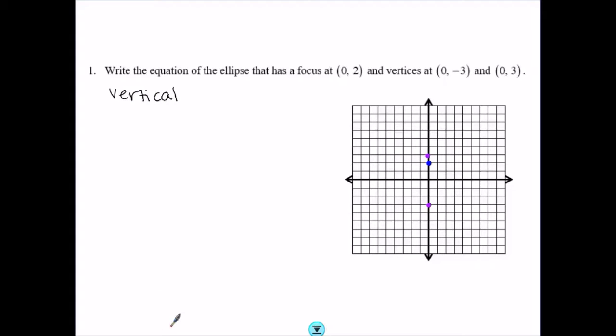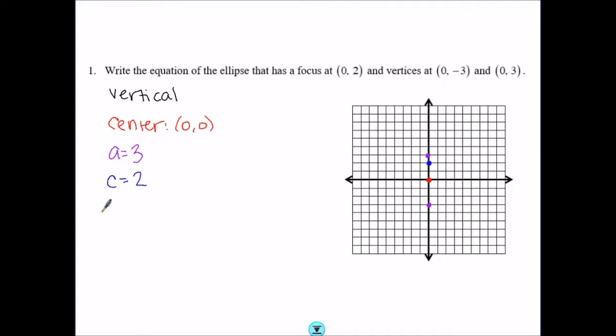We know that the center is halfway between the vertices, which means that our center is going to be (0, 0). Then we need to find what a and b are. We know that the distance from the center to the vertex is a. So by looking at the graph, we can tell that a will be 3. The distance from the center to the focus is c, which in this case is 2. And we can use this to figure out what b is.